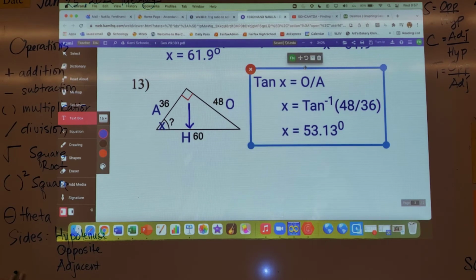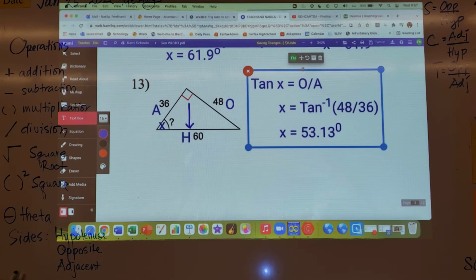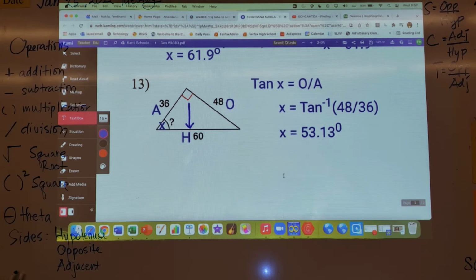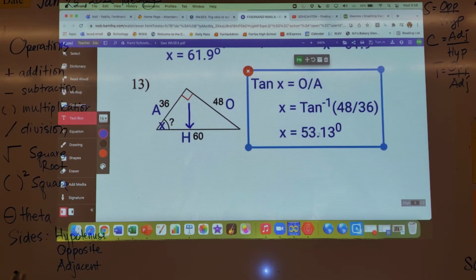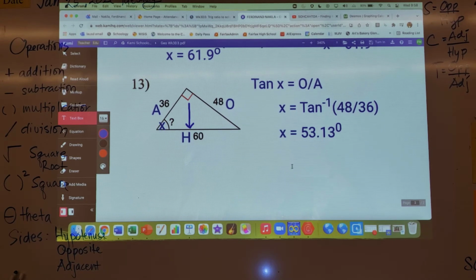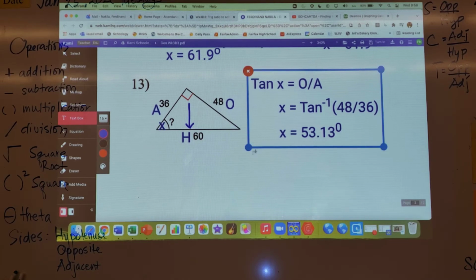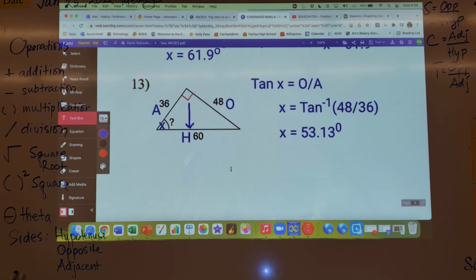Try to use a different trig function. Aside from tangent, you can pick sine or cosine, because even if you would use those, you would still get 53.13. Who got 53.13? What did you get? 53.13. That's the correct answer. Oh yeah, I got 53 too.